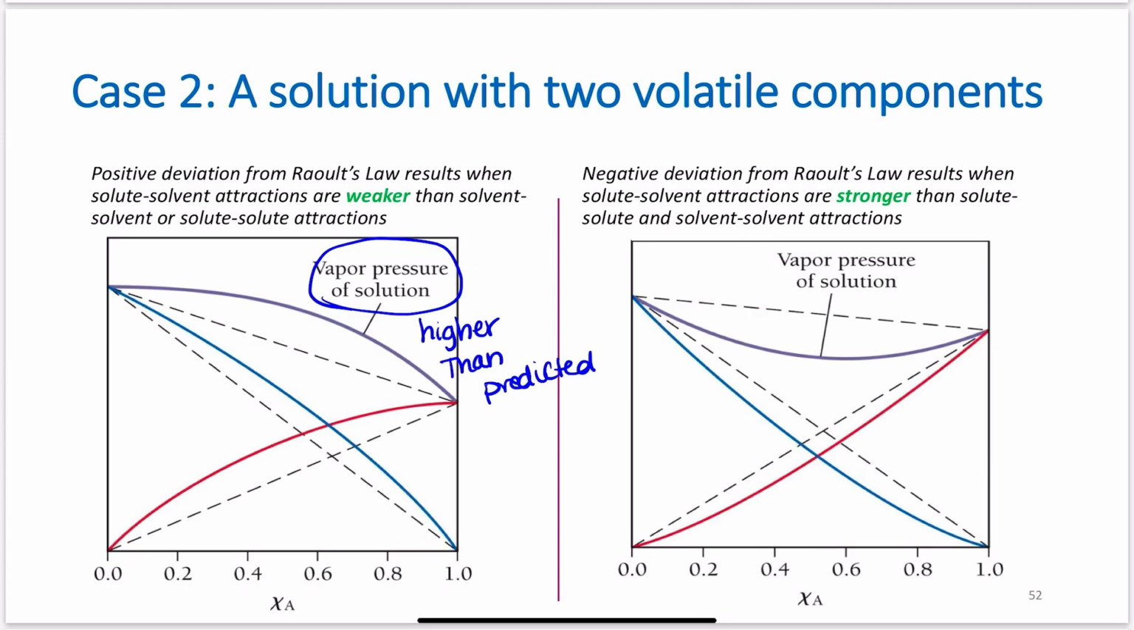If it's easier for them to escape, it's because they're being held weaker. Their attractive forces between the solute and solvent are weaker. Therefore, it's more likely for them to escape into the vapor phase. When they're in the vapor phase, we assume they are no longer interacting with one another. They're just doing their own thing. So if those forces are weaker, then we will see a positive slope. Your vapor pressure is higher than predicted. You've got weaker IMFs.